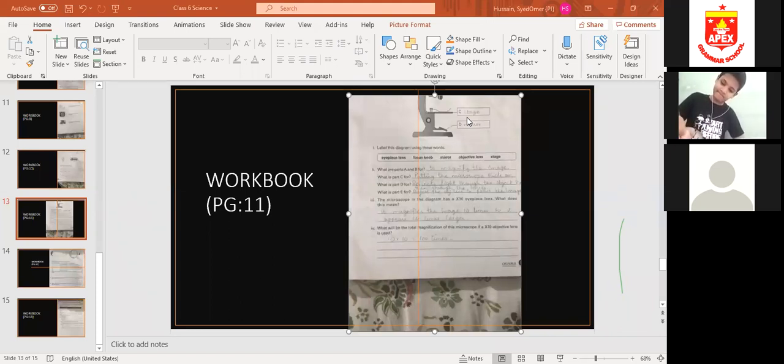Okay. What is the last question? What will be the total magnification of this microscope if extend objective lens is used? Who wants to answer? Raise your hands. 10 multiplied by 10 is equal to 100 times. Its total magnification will become 100 times. Write down 10 multiplied by 10 is equal to 100 times.